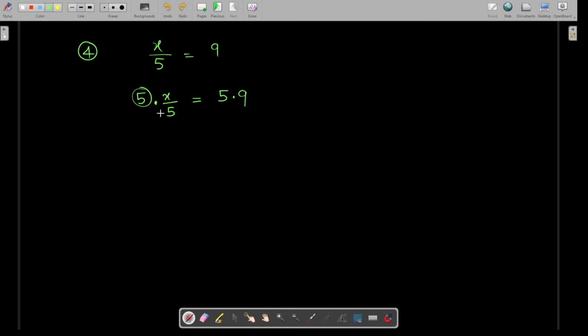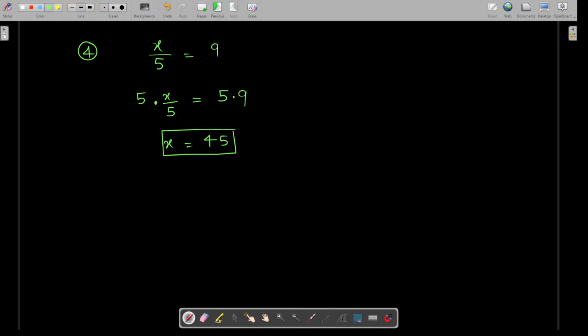So this 5 is multiplied on both sides, so this is 5 times x divided by 5. So 5 over 5 becomes x simply, okay. And 5 times 9 equals 45. 5 times 9 equals 45. So this is the solution once we simplify our equation. So I mean to say, when we solve it, x equals 45 is the solution of the equation.